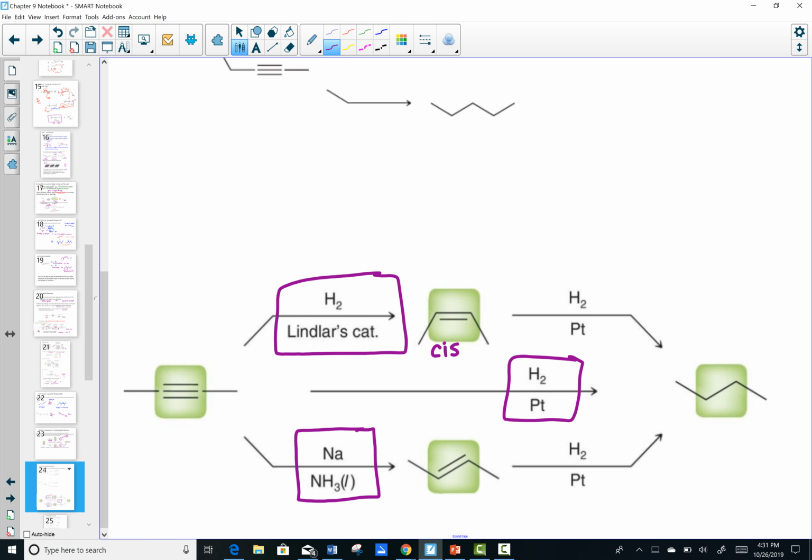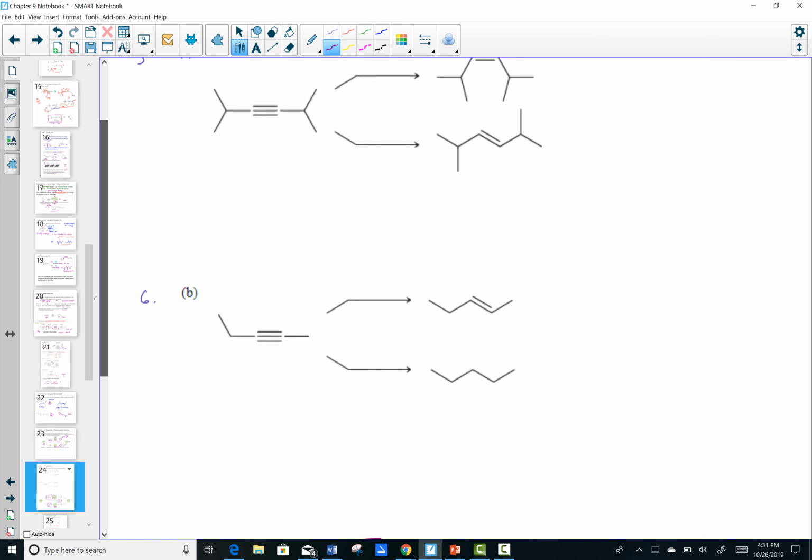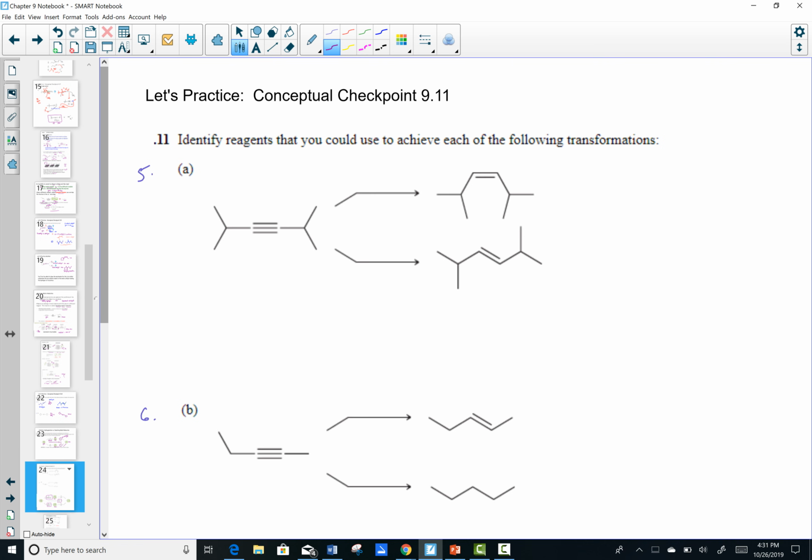So with the poison catalyst of Lindlar's, we get a cis. With the sodium workup in ammonia, we get a trans. And anytime we just want to get rid of any type of pi bond, hydrogenation with the metal catalyst will do it for us. So those are the choices as we tackle this.